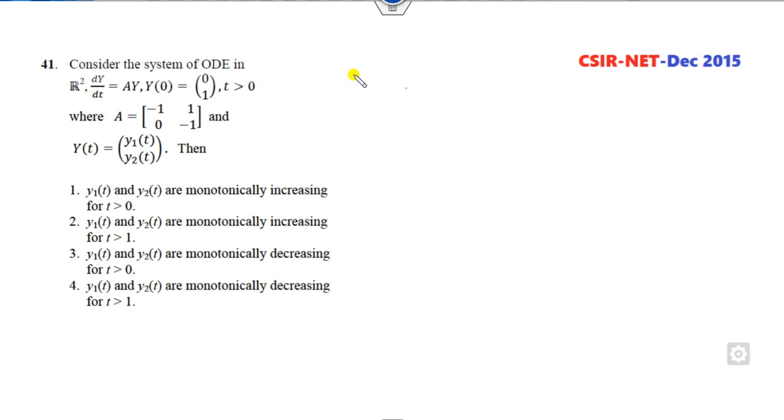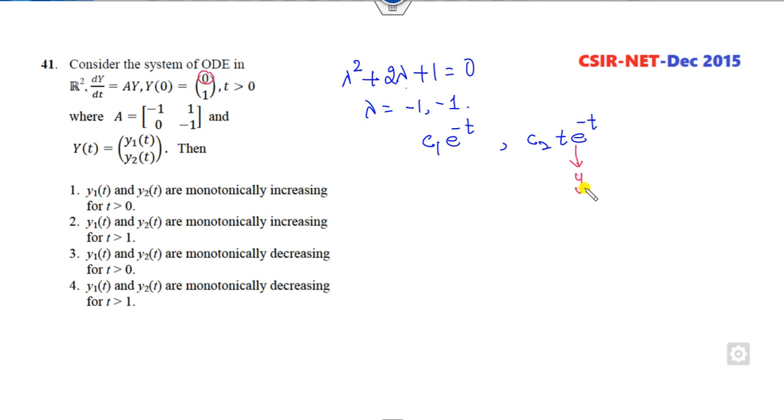Okay, again we can write the eigenvalue equation lambda square plus 2 lambda, determinant will be plus 1. So what are the roots? Minus 1, minus 1. So what is the solution of this? How can you write the solutions corresponding to them? You can write as c1 e raised to power minus t, c2 t times e raised to power minus t. Now what is that? First one goes to 0. Which one goes to 0? Here. This is my y1, this is my y2.